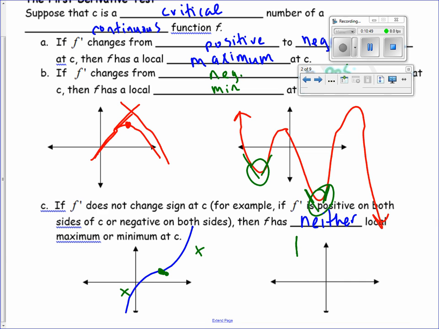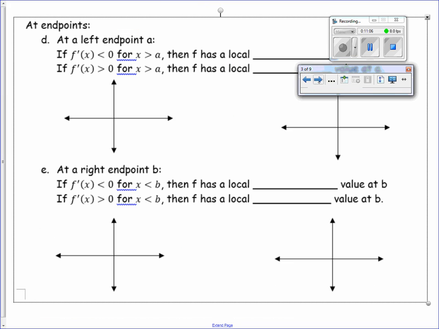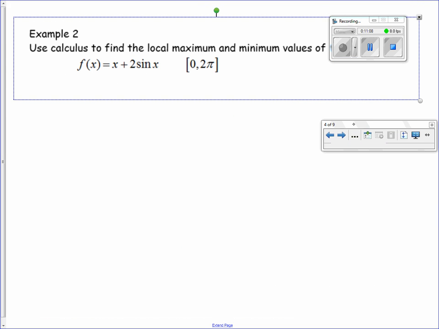Likewise, you could have negative and negative. Right here, the derivative is hitting 0. Over here, the derivative is negative. Over there, the derivative is negative. Even though that's a critical point, it is neither local max or min. Yep, so we're going to skip over D and E right now, and we're just going to go straight to example 2.